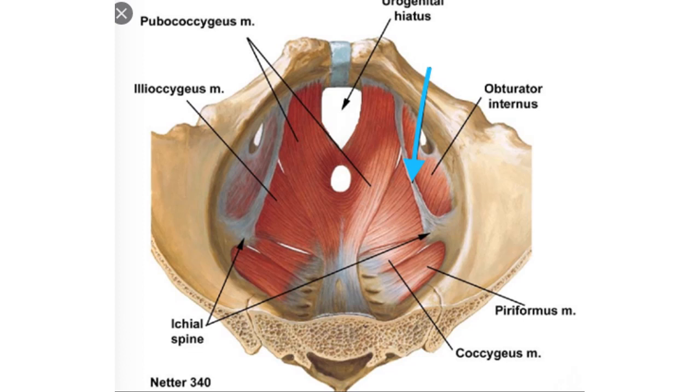This is a diagram of the pelvic floor. When you look at the lateral wall, you can see that the obturator foramen is covered with a muscle called obturator internus with its own internal fascia, and there is a hole in this fascia which is called the obturator canal.